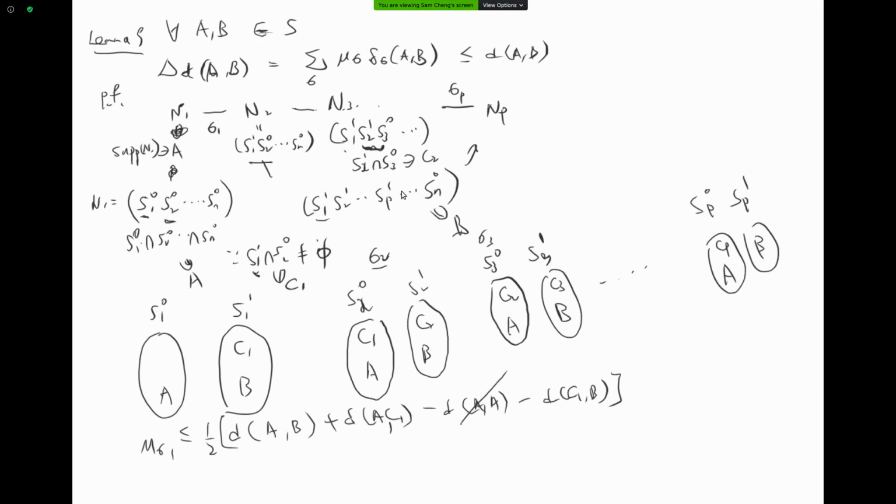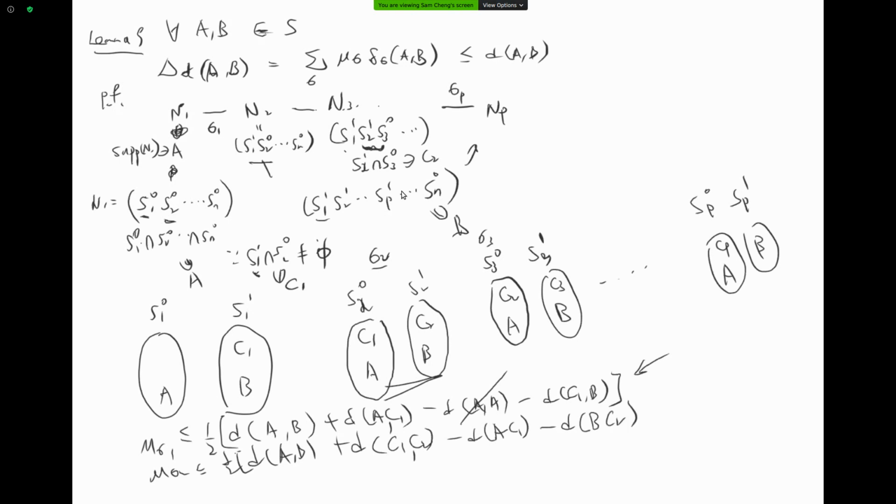And let's go back to this element for each of the splits. They have these elements here, and I can write that as an equation like this. For example, for the split sigma 2, I will have mu sigma 2 is less than or equal to 1/2 d AB plus d C1 C2 minus d AC1 minus d BC2. I think I made a mistake.